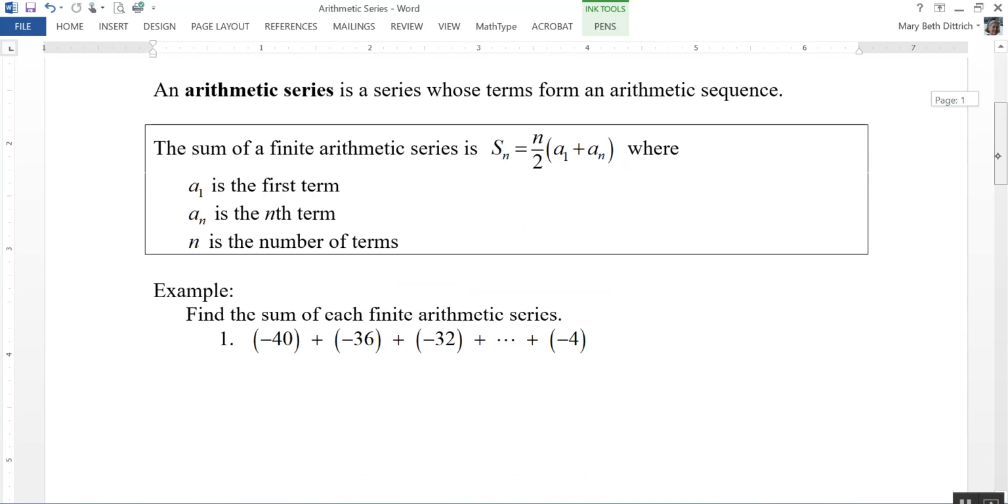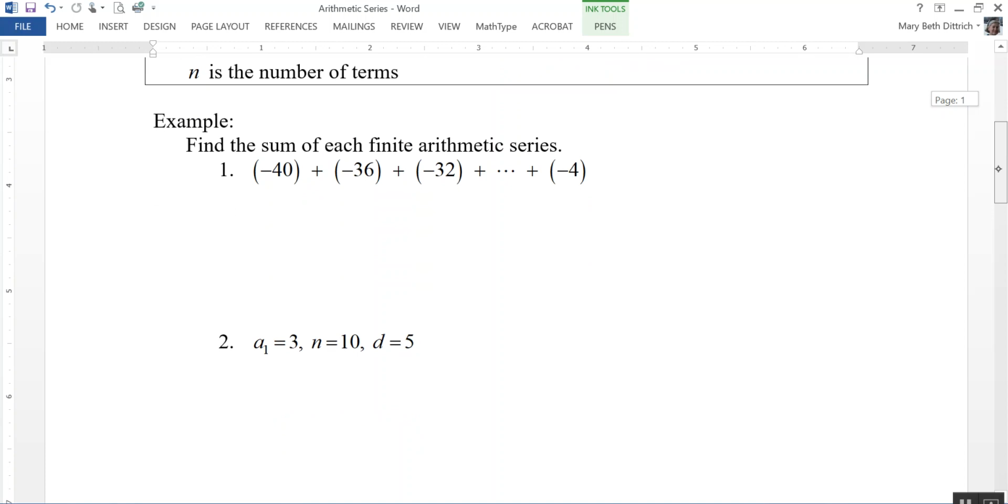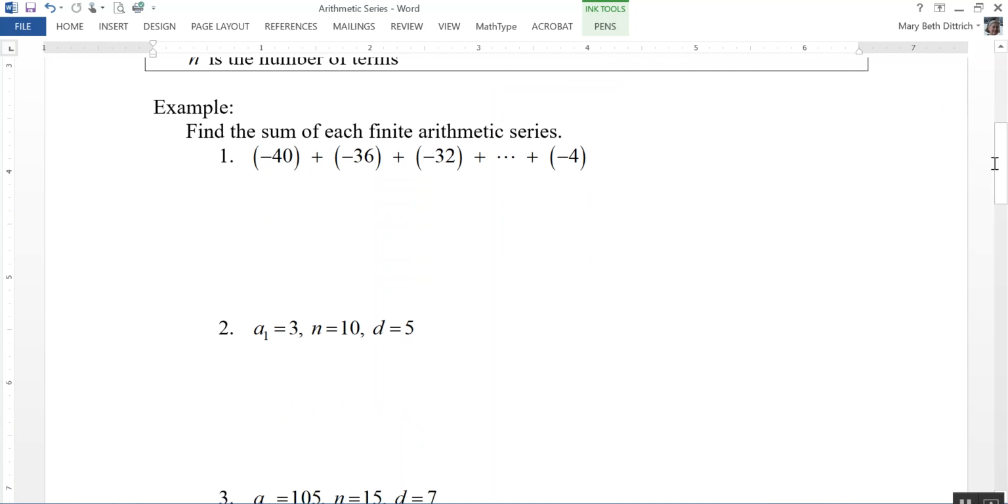Let's take a look at a couple examples here. We need to find the sum of each finite arithmetic series. So recall that we're going to use the formula S sub n equals n over 2 times a sub 1 plus a sub n. So I need to know the first term, the last term, and the number of terms. So for this one, a sub 1 is negative 40, a sub n is negative 4, but I don't know how many terms are in here.